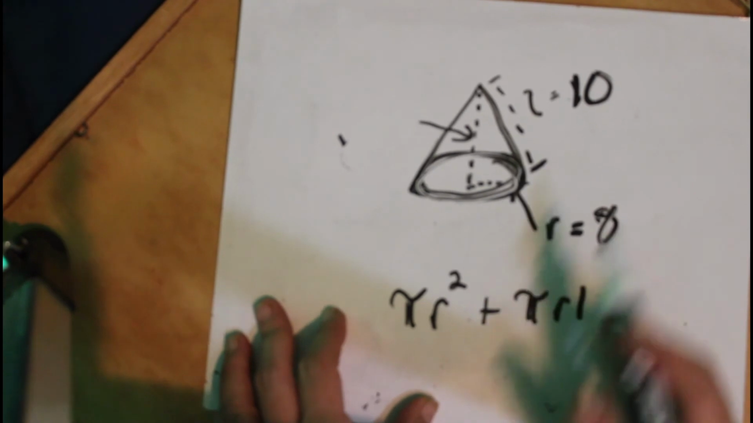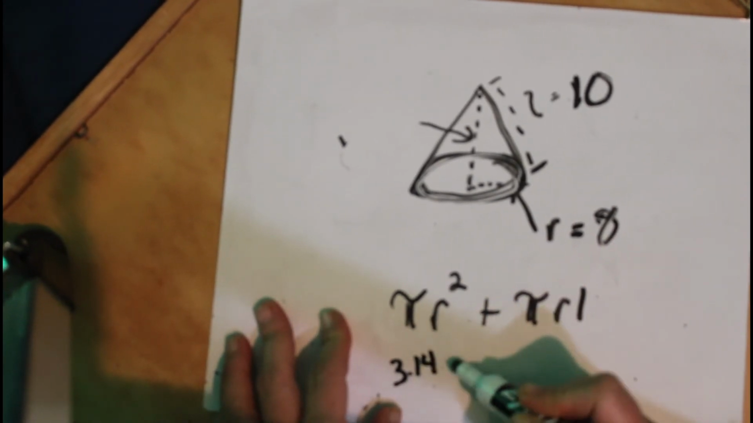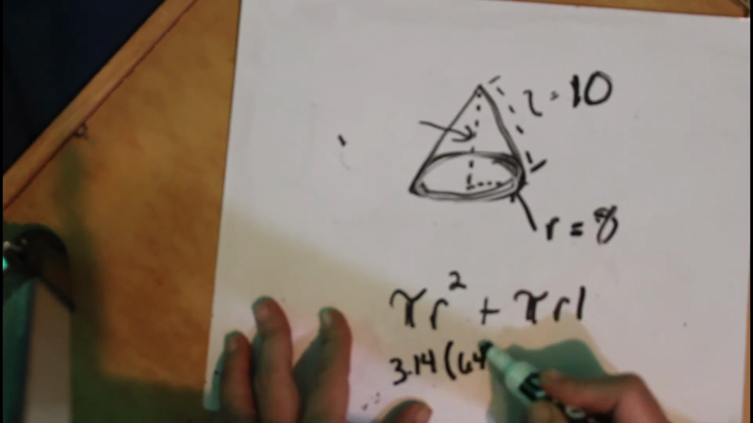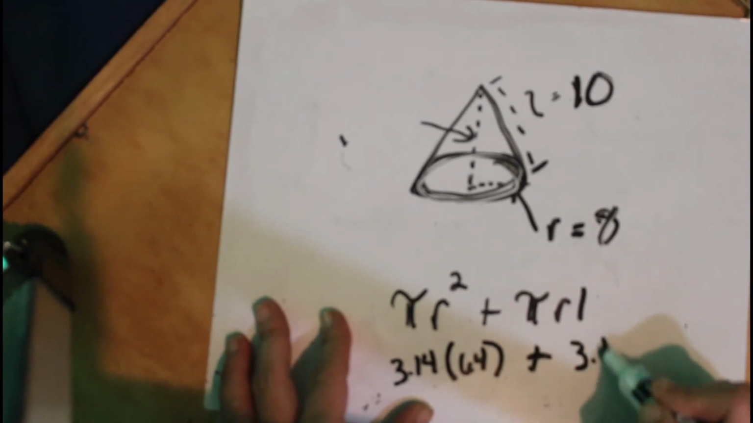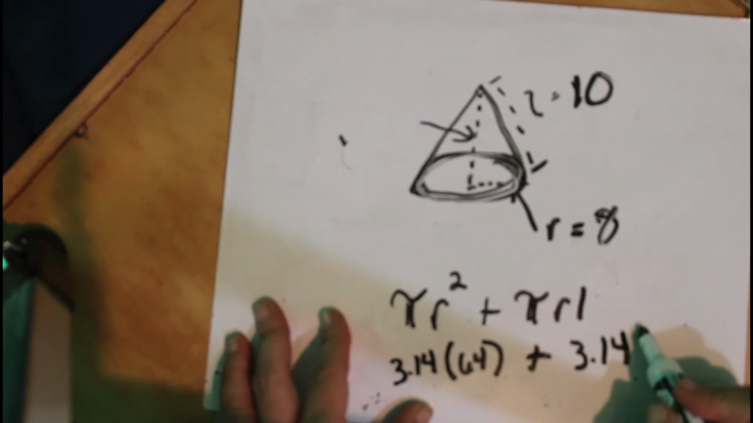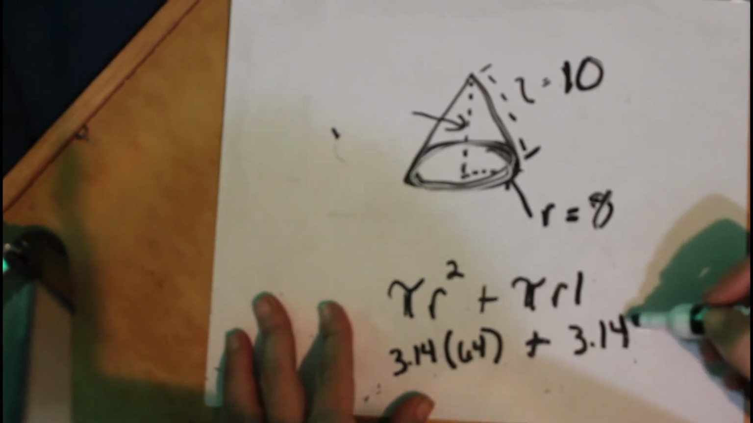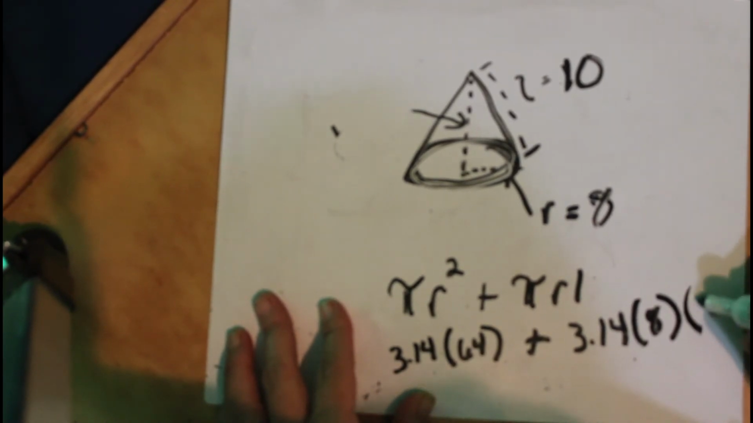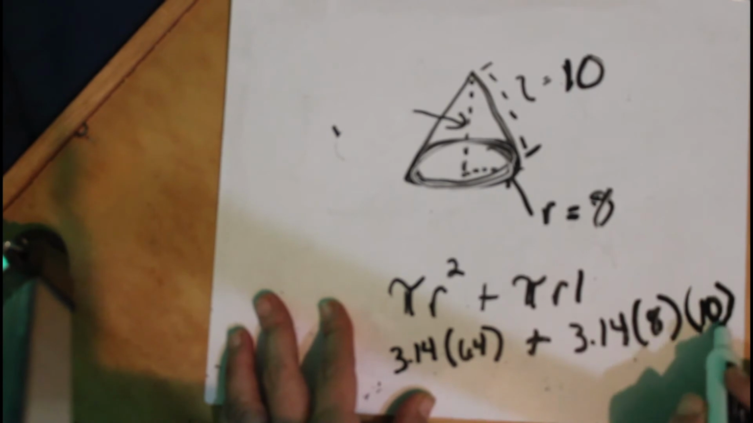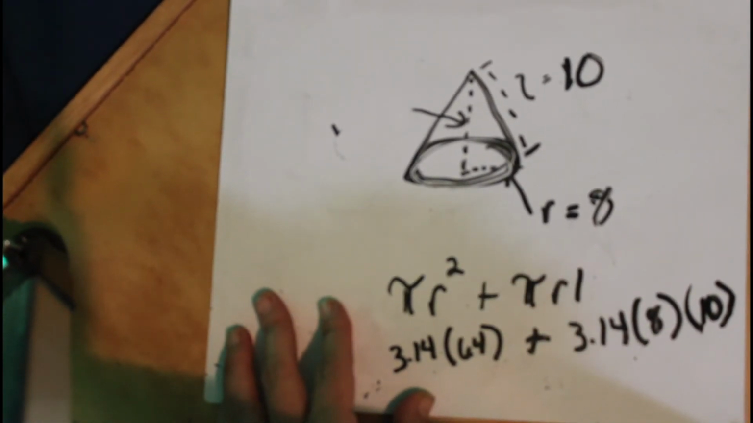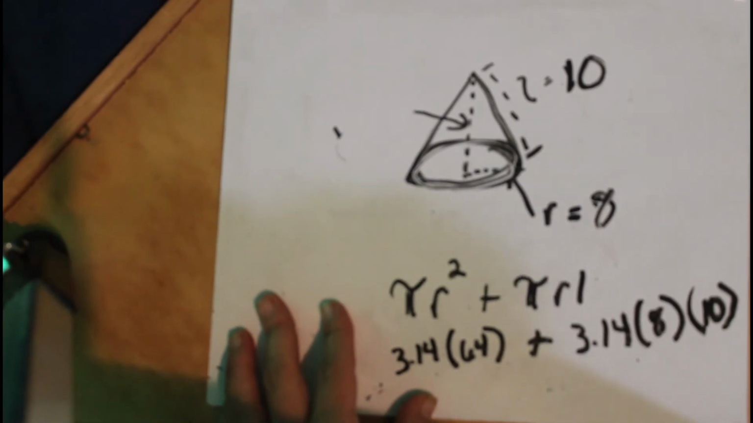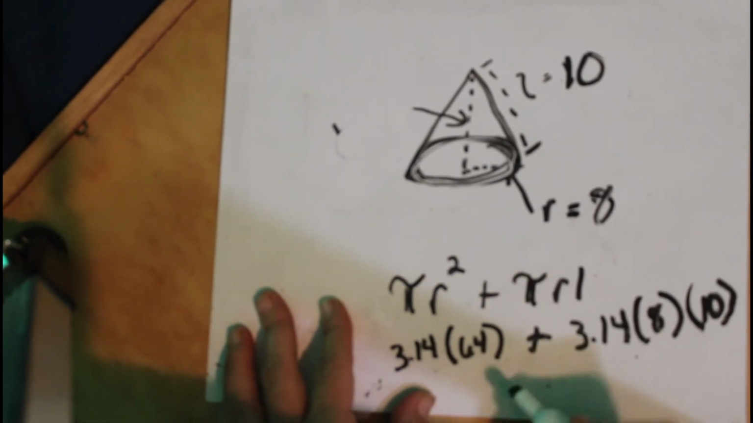Alright, so that would be 3.14 times the radius squared. Radius is 8. 8 times 8 is 64. Plus 3.14 times the radius, which is 8, times L, which is 10. So that would be 80. And I'm going to multiply all this out using a calculator. So 3.14 times 64, and that's 200.96.